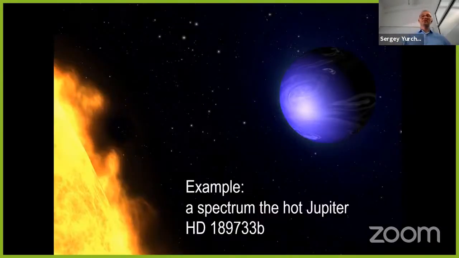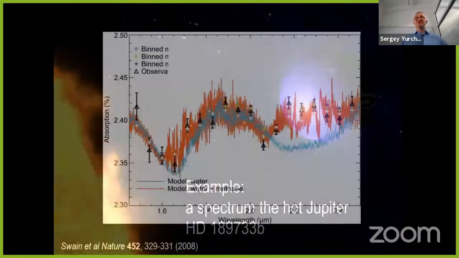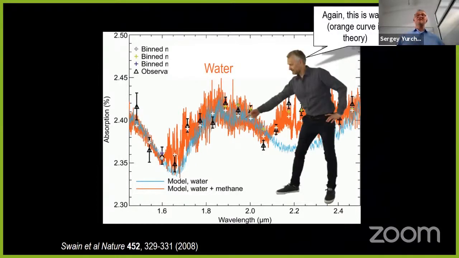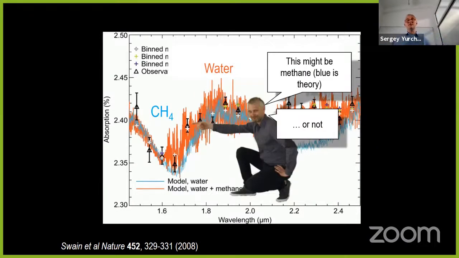This is another example of the hot Jupiter HD209458b. Here's the spectrum. The points represent the actual observation data, and everything else are different models: models with just water, water and methane. So this is clear, again, clear water, and the orange curve represents the theory. And this may be methane, but I don't know, maybe not.